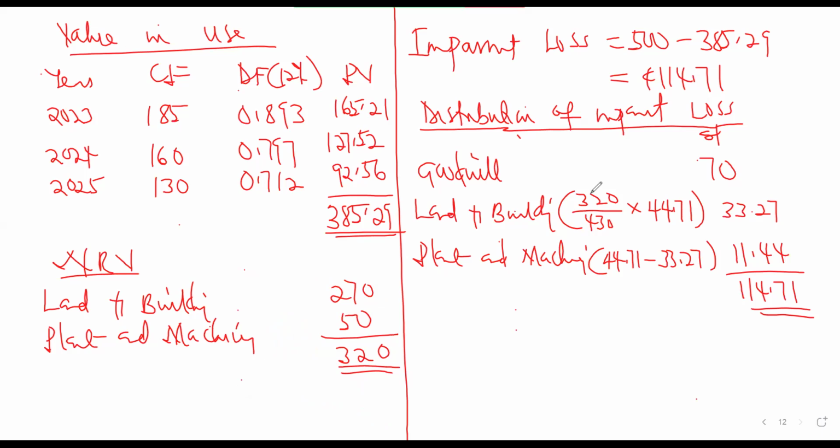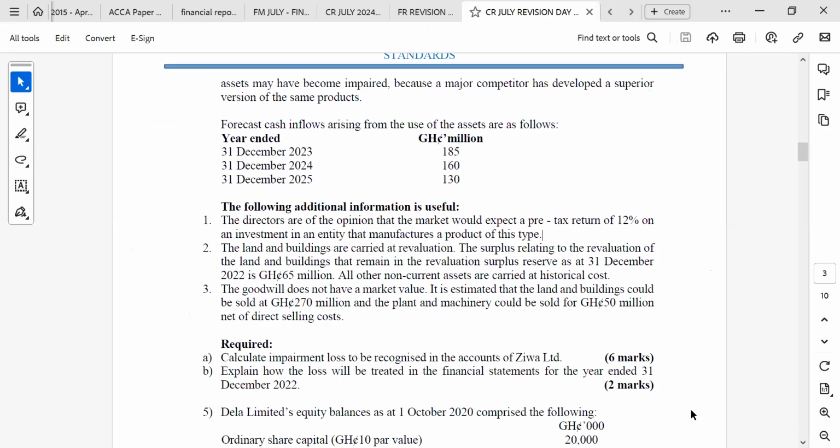Okay, how do we recognize this? Land and building, there is existing what? There is existing revaluation surplus on their account, isn't it? Land and building are carried at revaluation. The surplus relating to the revaluation of the land and building that remain in the revaluation surplus reserve as at 31 December 2022 is 65 million. Whenever there is an impairment loss on a revalued asset, the impairment loss is treated as a revaluation loss.